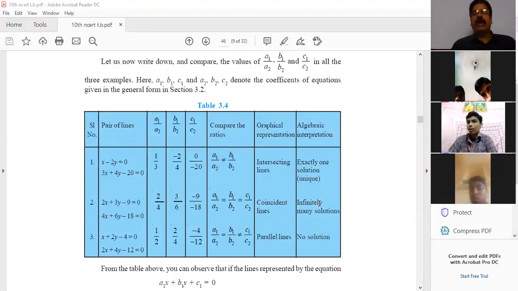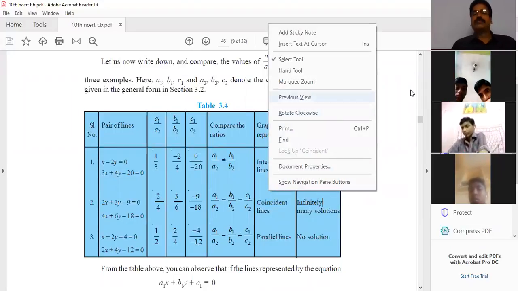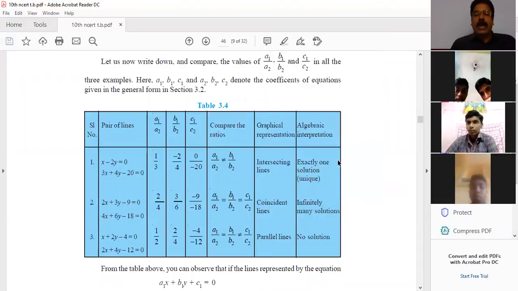So the graphical representation is coincident lines and the algebraic interpretation is infinitely many solutions. These equations are consistent but dependent. You have to say consistent but dependent.